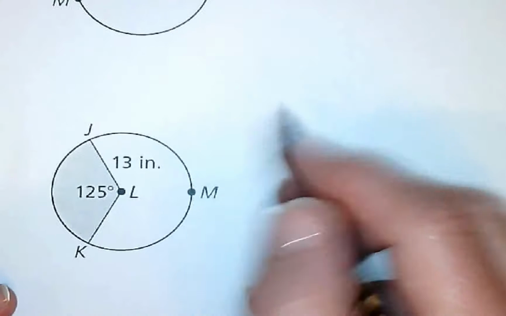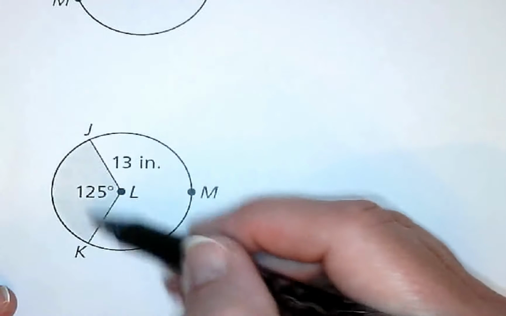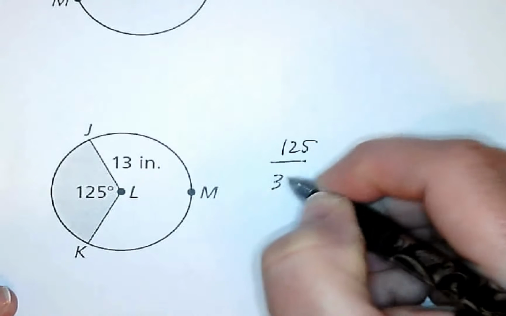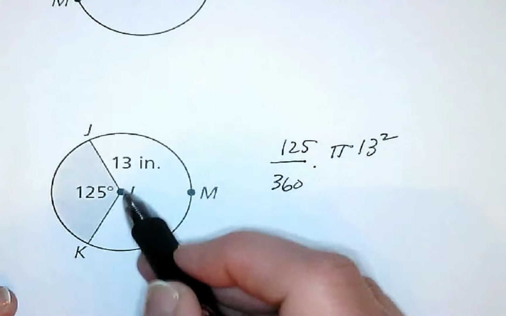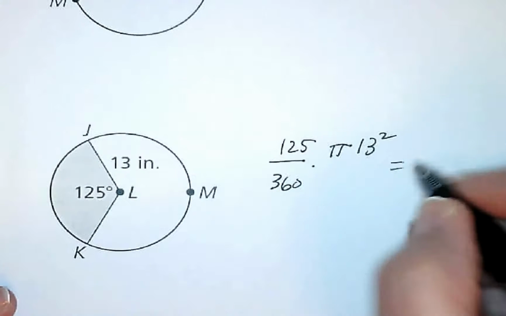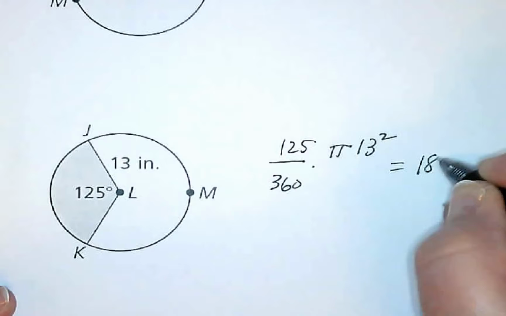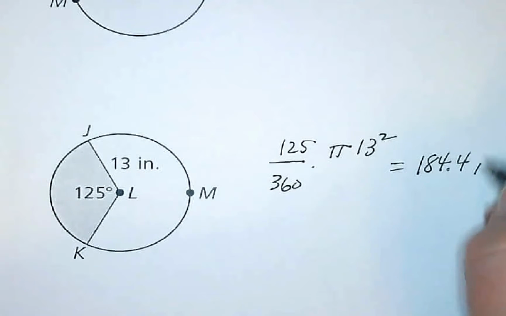My last example here, the angle of the shaded portion that I'm going to find the area of is 125. That's out of a total of 360 times pi times r squared. r is 13 inches here. I'm going to multiply these across the top, divide by 360. We get 184.4, dealing with inches squared. So square inches or inches squared.